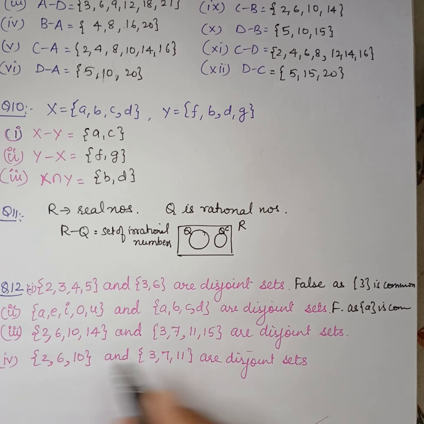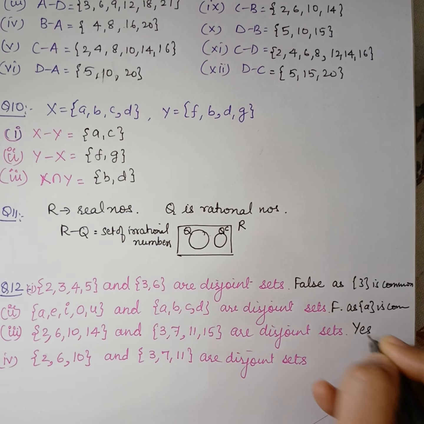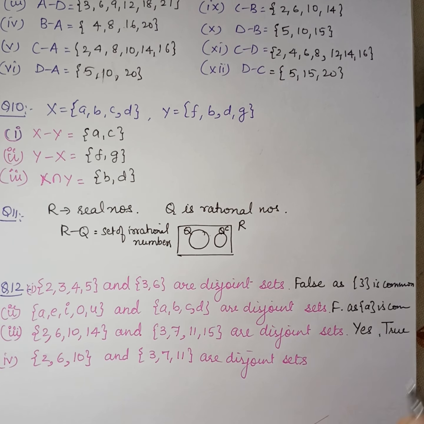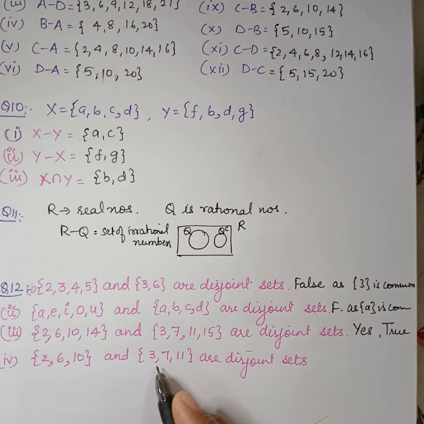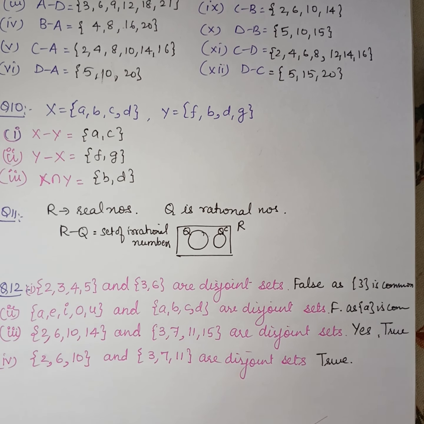Then these are disjoint sets: 2, 4, 10, 14 and 3, 7, 11. Yes, they are disjoint because nothing is common. So this will be true. Then 2, 6, 10 and 3, 7, 11 are disjoint sets. Yes, this is also true because nothing is common.